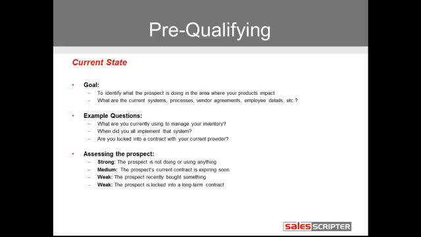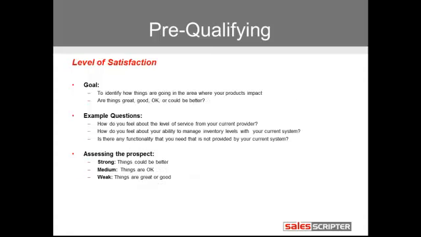And because you're trying to assess the prospect, you can kind of measure what their responses are. If the prospect isn't doing anything in the area where you help, that's a strong response, meaning you're very qualified. Medium might be the prospect's current contract is expiring soon, but they're in one. Weak would be they recently bought something, meaning they can't make any changes soon, or they're locked into a long-term agreement.